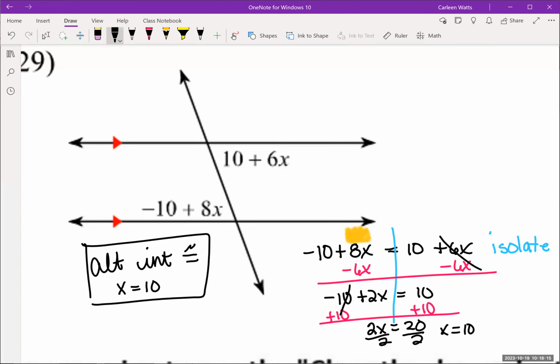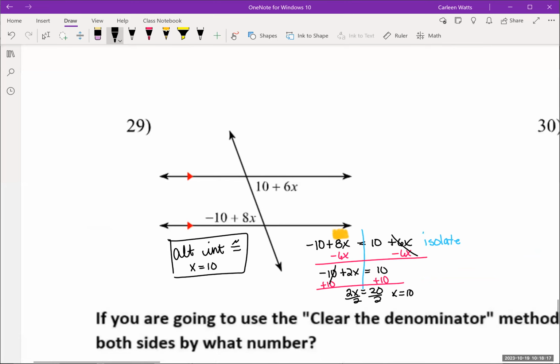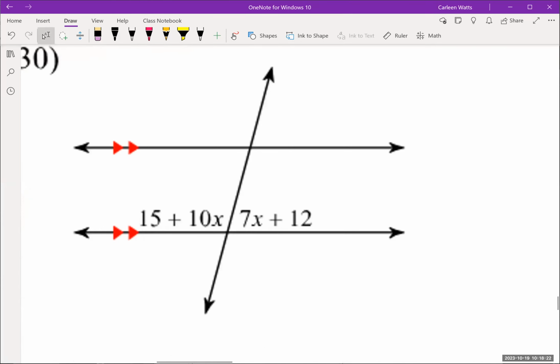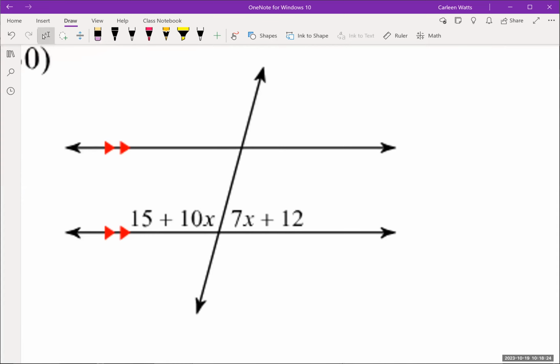Okay, number 30. Number 30, we already brought up. What do we call these? Linear pair. Ah, you guys are very confident on that one. Okay, this is a linear pair.